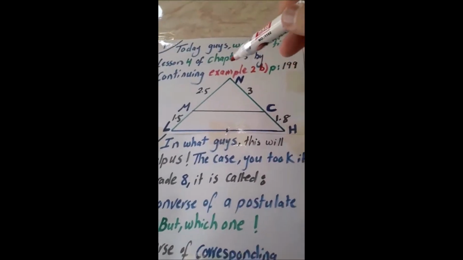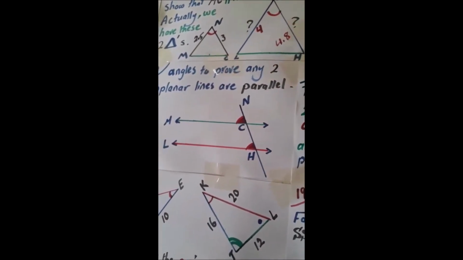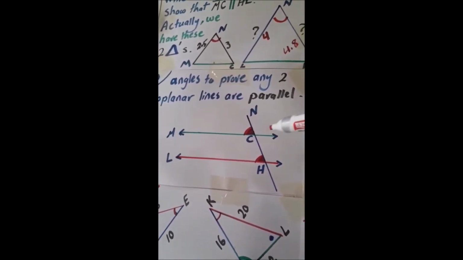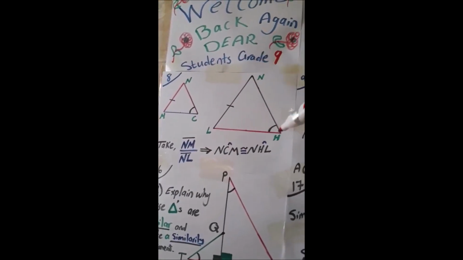Guys, what I did, I took these two triangles and put them here. As you see, I didn't do anything else. Here we have NCH, and this we call, if you remember, a transversal. A transversal cuts these two lines, CM and HL. So I just take this part and copy it here. What we proved before is that the angles NCM and NHL, here they are, are congruent. Excellent.